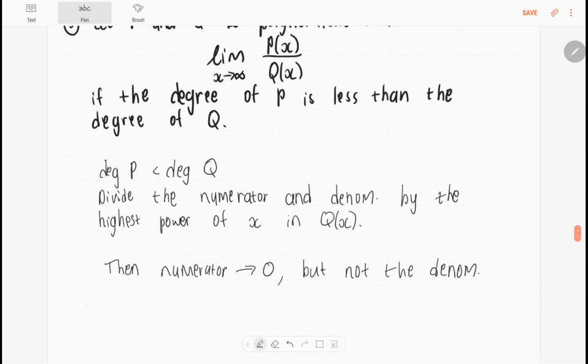So what does that mean? If the denominator approaches 0 but the numerator doesn't, it means that the limit as x approaches infinity of P of x over Q of x is going to be 0.